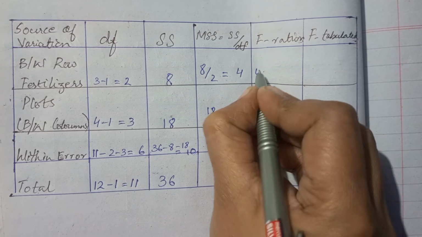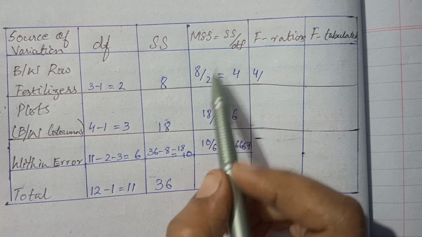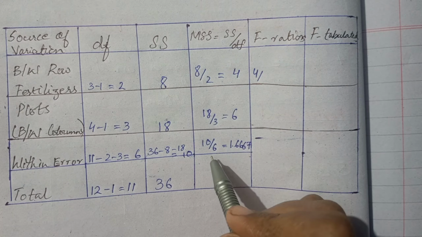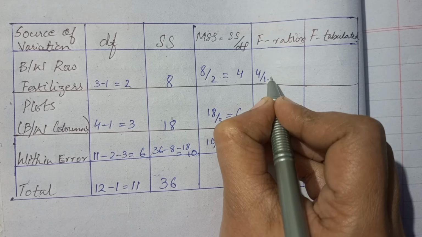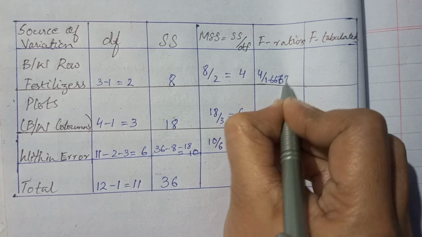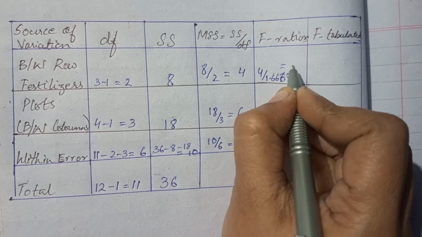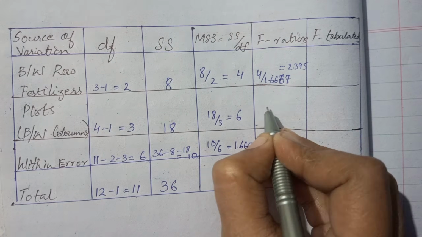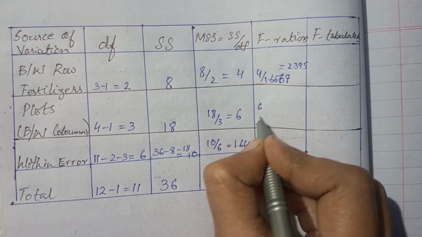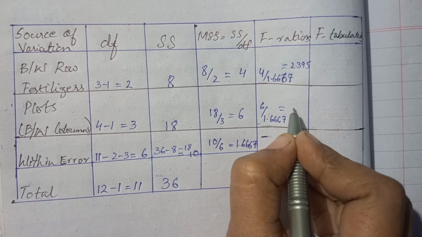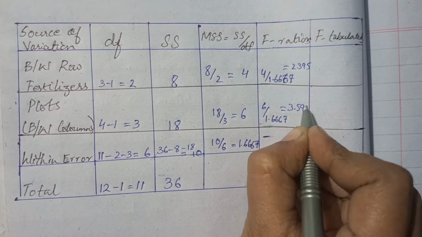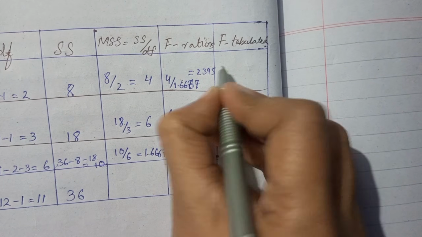Then we will find the F ratios. For the F ratio, we divide the mean sum of squares by the error. So 4 divided by 1.667 gives 2.395, and likewise 6 divided by 1.6667 will be equal to 3.593. Now we will find the tabulated values.